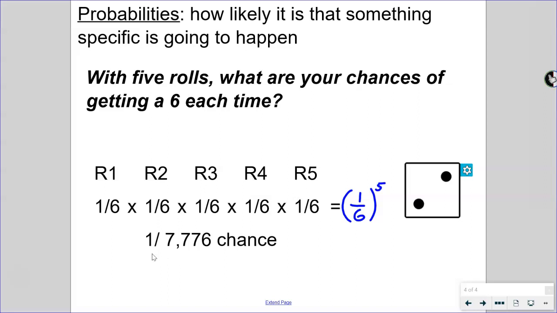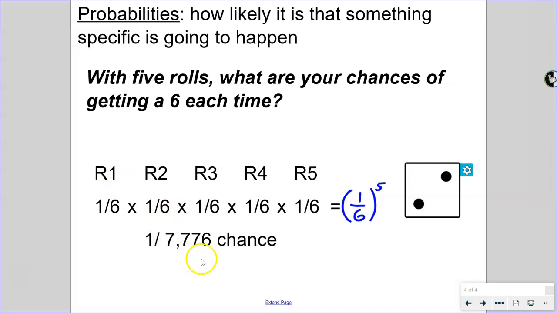That's your probability. So first off, let's think about what that means. It means that when you roll a dice 5 times in a row, there are 7,776 possible combinations. You could roll a 1, a 1, a 1, a 1, and a 1. You could roll a 1, a 1, a 1, a 1, and a 2. You could roll a 1, a 1, a 1, a 1, and a 3, and so on and so on. And if you write down all of those combinations, all of the possibilities, there's going to be 7,776 of them. And only one of those is going to be a 6, a 6, a 6, a 6, and a 6.